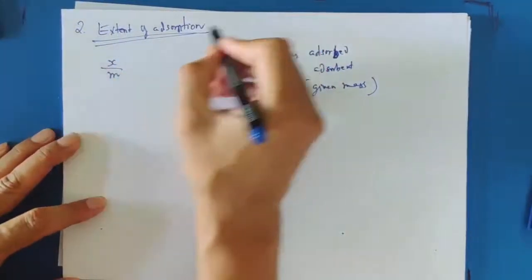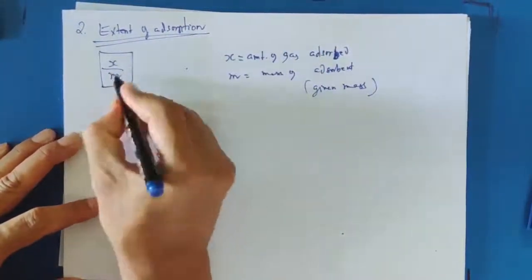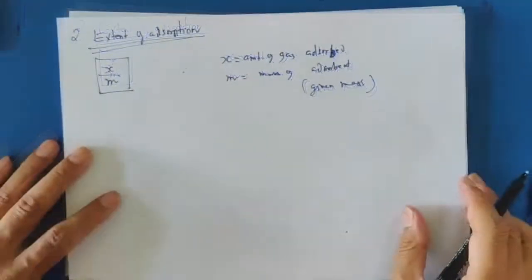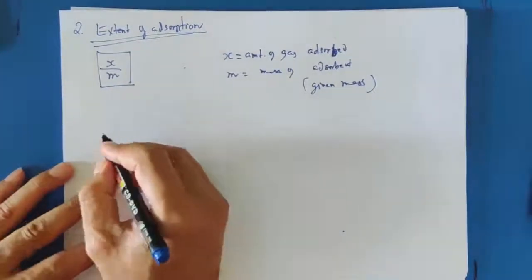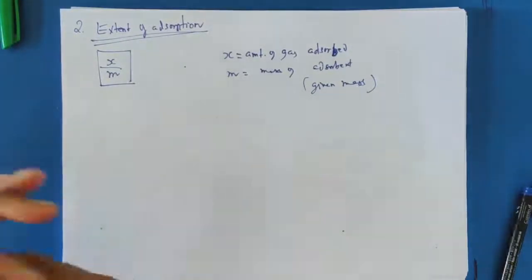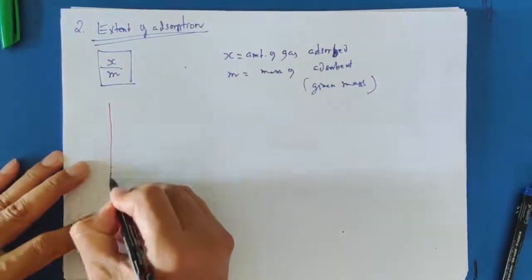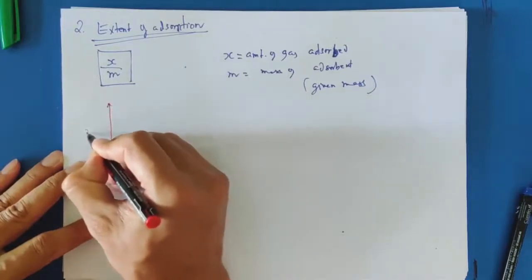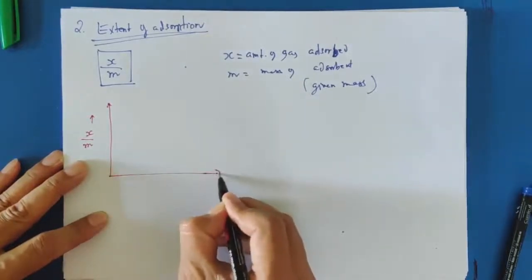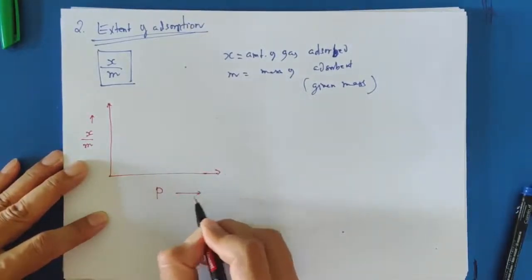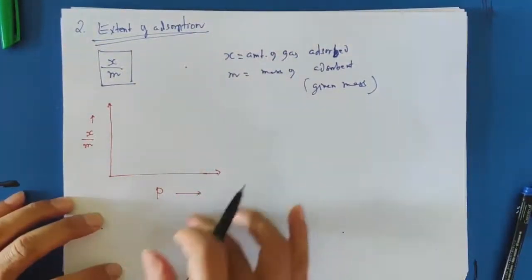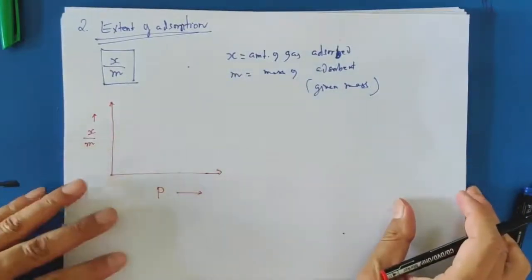So, x by m. X is the amount of gas adsorbed. M is the mass of adsorbent, the given mass of adsorbent, right? The graph is drawn there, you know that. So the y-axis is the extent of adsorption. The x-axis is pressure, right? Adsorption isotherm is all about the effect of pressure on the extent of adsorption, right?